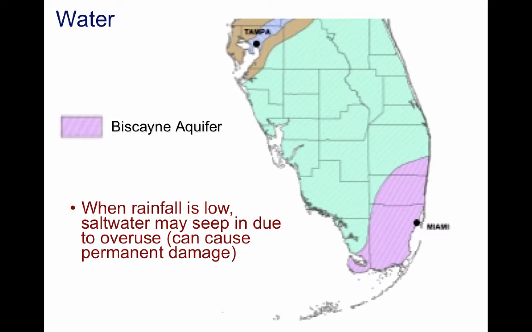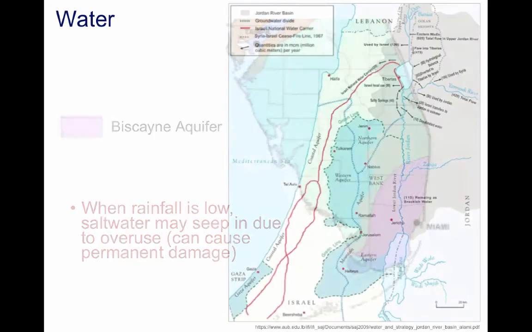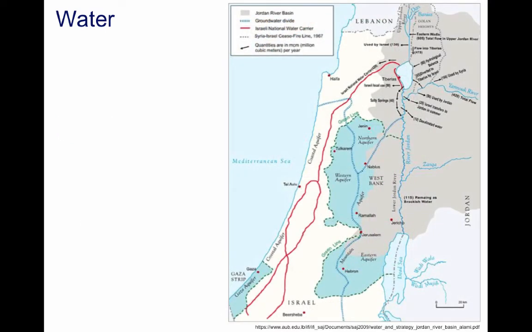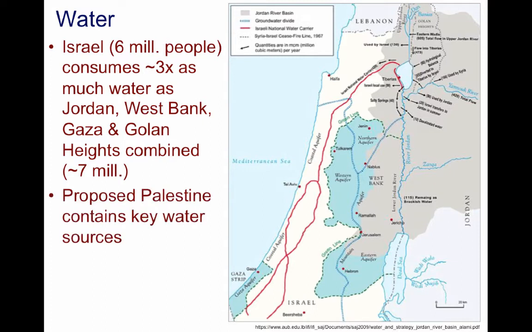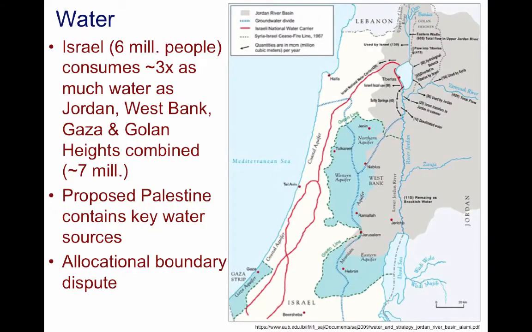In many areas of the world, people have congregated in places where water supplies are insufficient. For example, Israel is a country with around 6 million people, but they consume 3 times as much water as Jordan, the West Bank, Gaza, and the Palestinians combined, a population of around 7 million. And the proposed Palestine contains key fresh water sources for Israel. So this is a classic allocational boundary dispute. Aha! And you can see why forming Palestine is more complex than it looks on the surface.